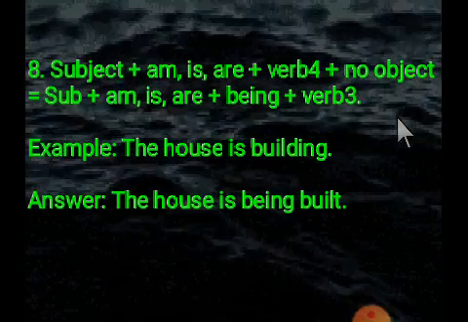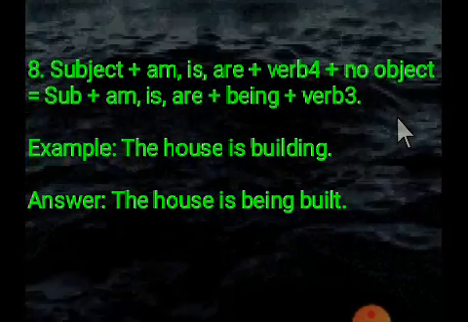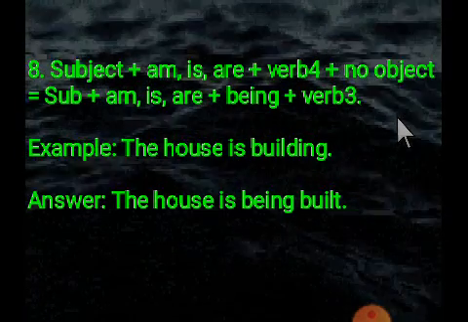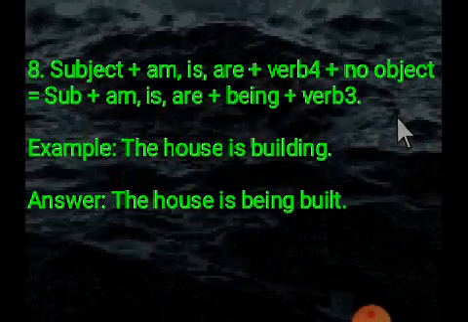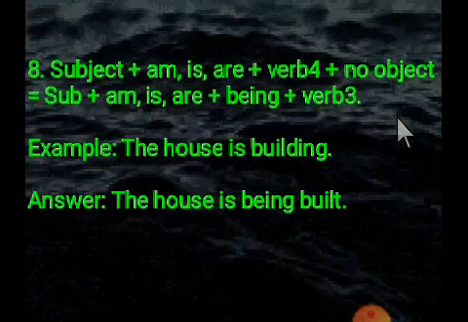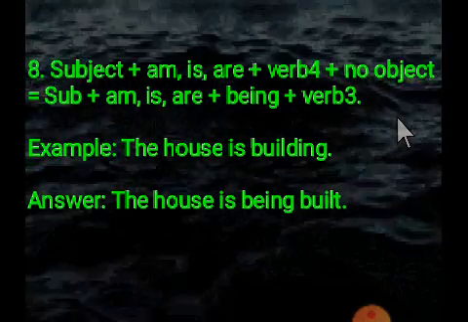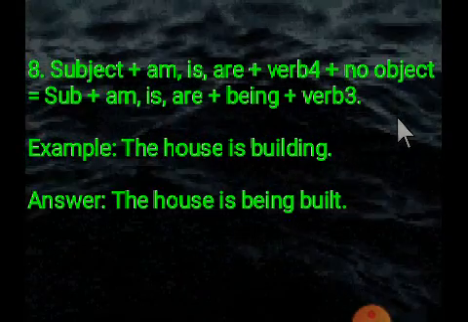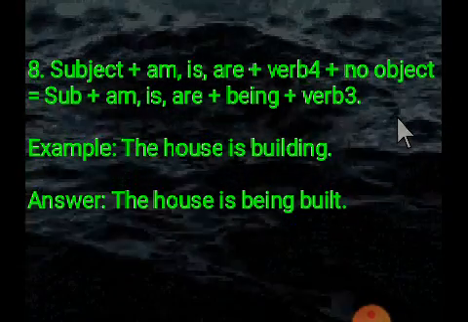Subject plus am, is, are plus verb 4 plus no object equal to subject plus am, is, are plus being plus verb 3. Example: the house is building. Answer: the house is being built.